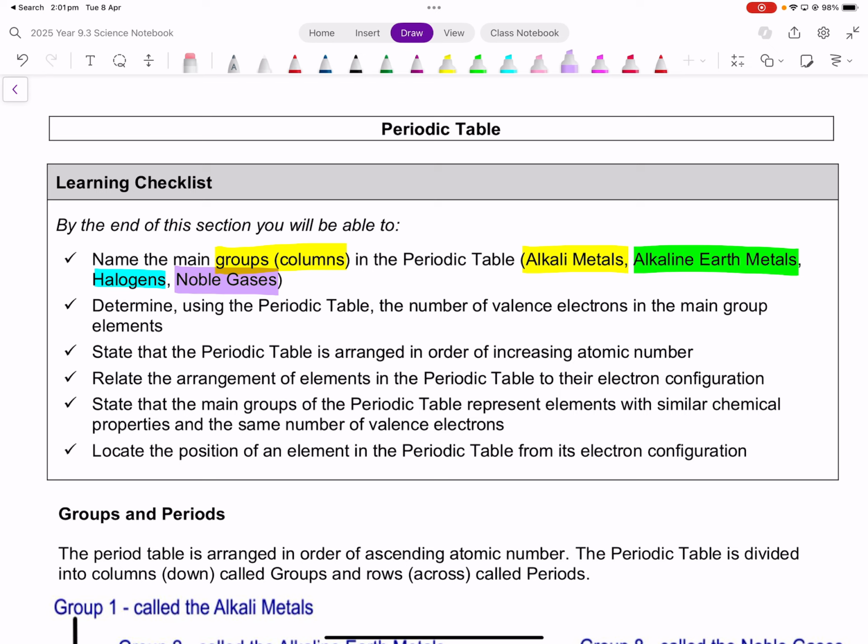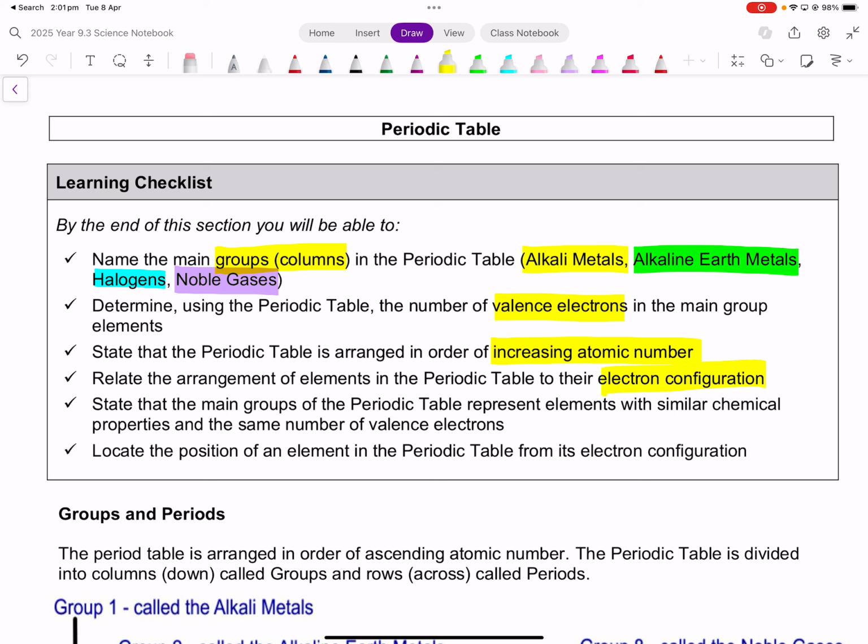Okay. From there, we are going to determine, using the periodic table, the number of valence electrons in the main group elements. We should be able to determine that the periodic table is arranged in order of increasing atomic number. We should be able to relate the arrangement of elements in the periodic table to their electron configuration, another idea that we explored in our last lesson.